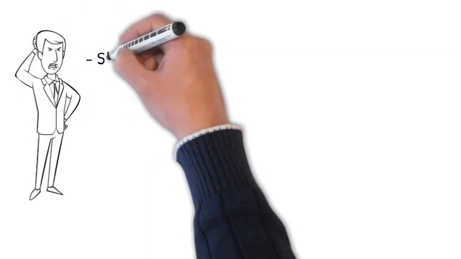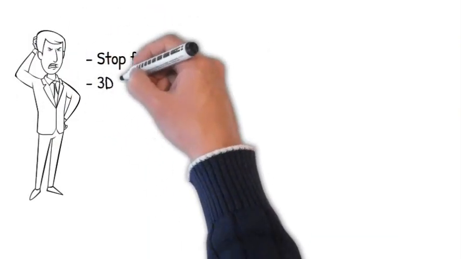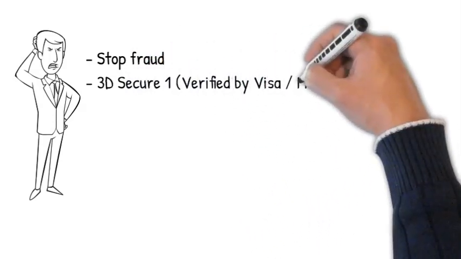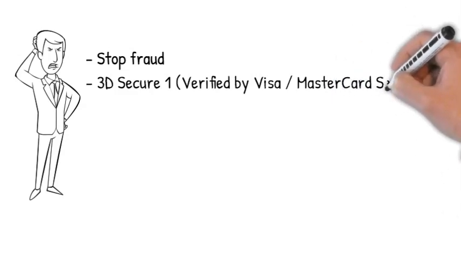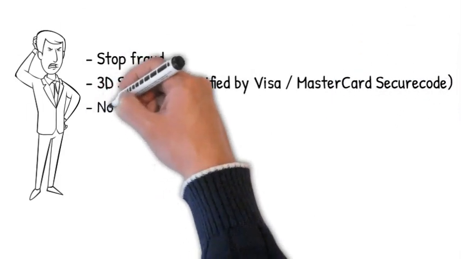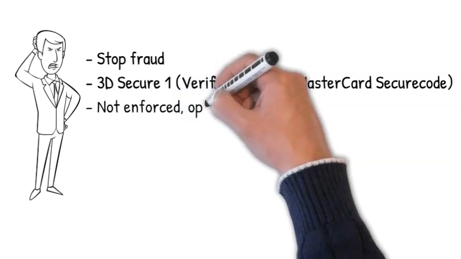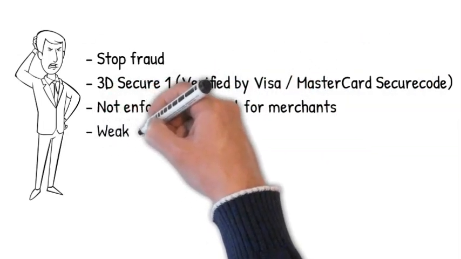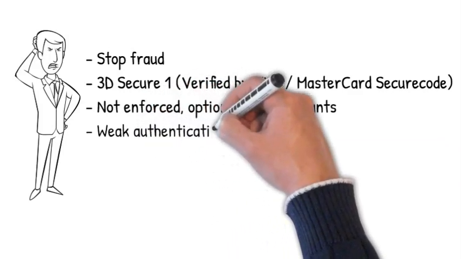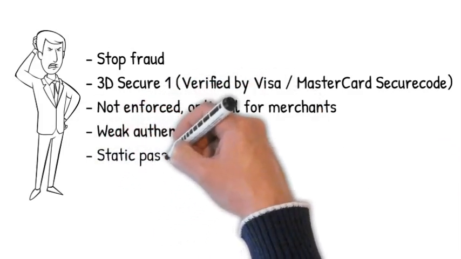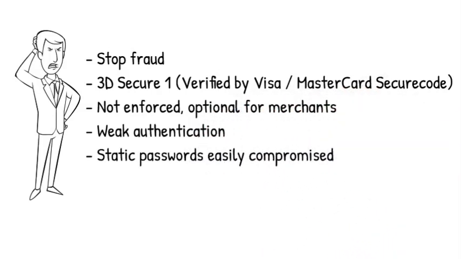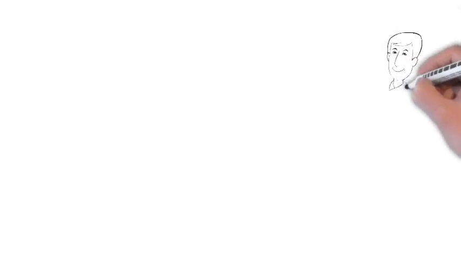Over the last several years, there have been attempts to combat CNP fraud with industry initiatives such as 3D Secure, or more commonly known as Verified by Visa or MasterCard Secure Code, whereby consumer details like static passwords were used to authenticate payments. Unfortunately, this initiative failed to eradicate most CNP fraud given this security measure was optional and consumer details and passwords were easily compromised and stolen by fraudsters.